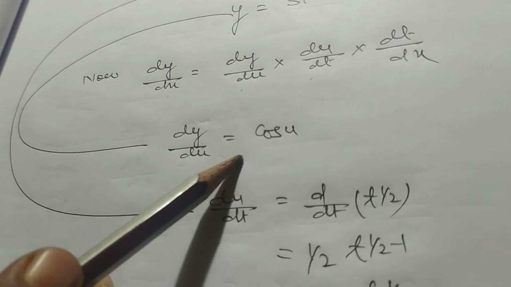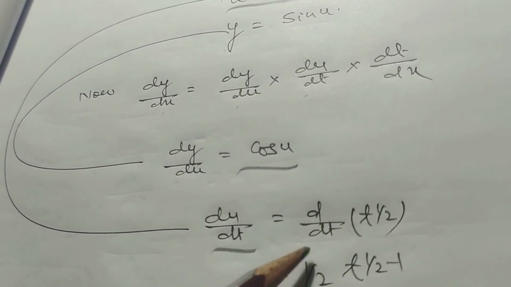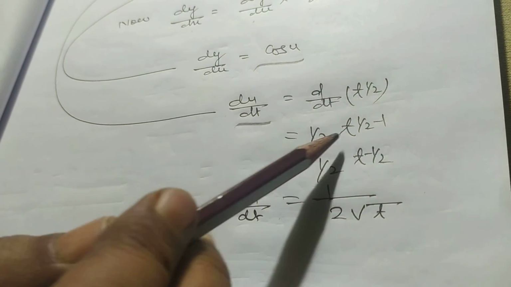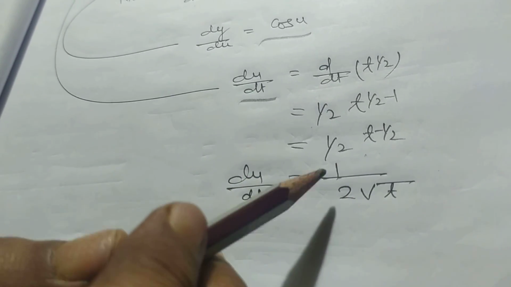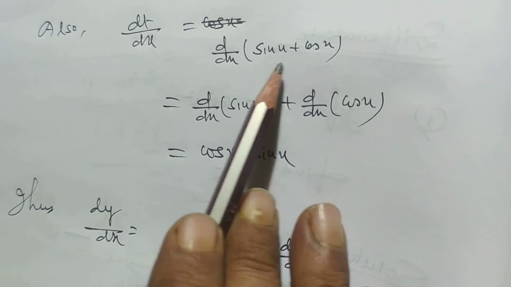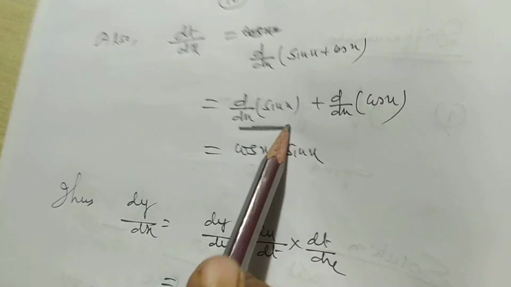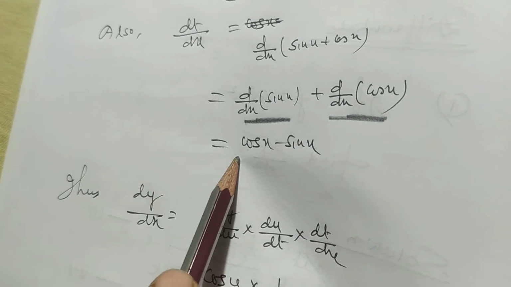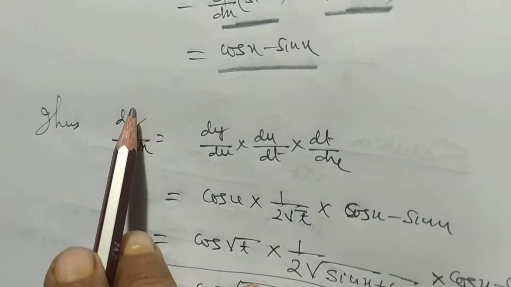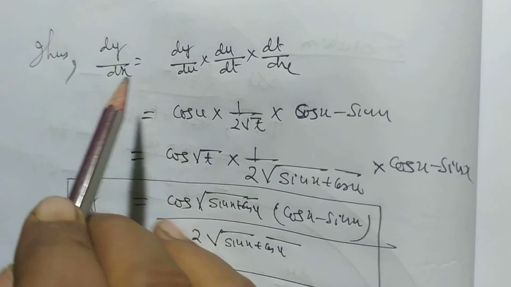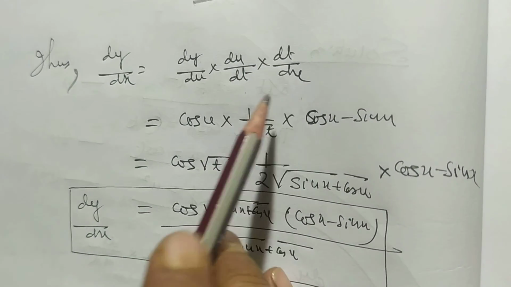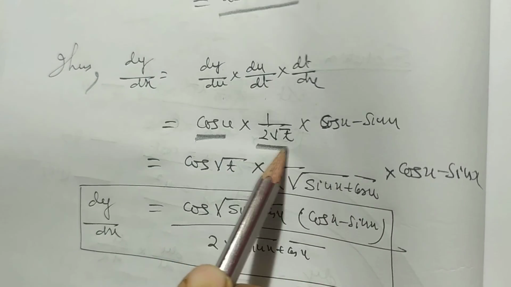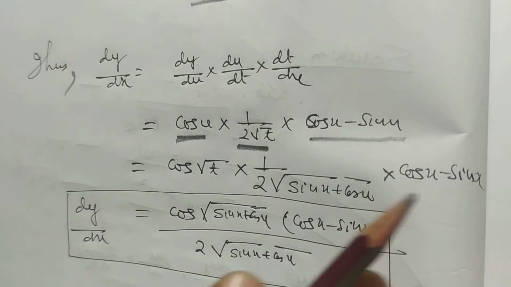So dy by du is equal to cos u, du by dt is equal to d by dt of t to the power half, that is half t to the power half minus 1, half t to the power minus half. So du by dt is equal to 1 by 2 root t. Now dt by dx is equal to d by dx of sin x plus d by dx of cos x, and it is cos x minus sin x. So dy by dx is equal to dy by du into du by dt into dt by dx. So it will be cos u into 1 by 2 root t into (cos x minus sin x).